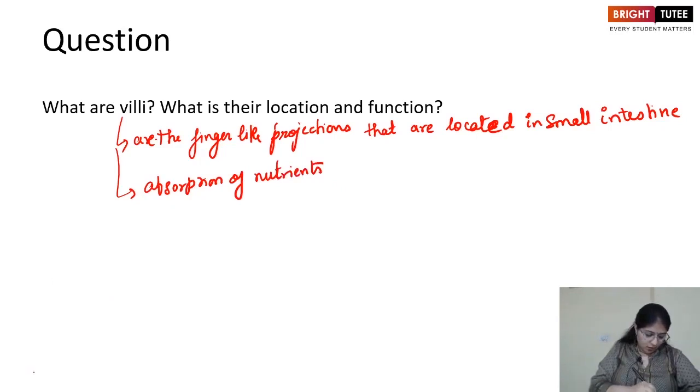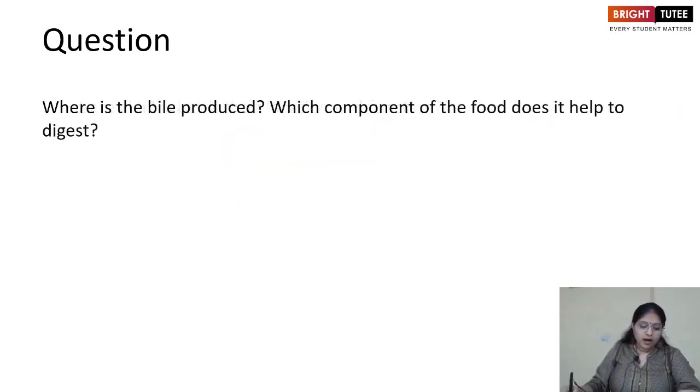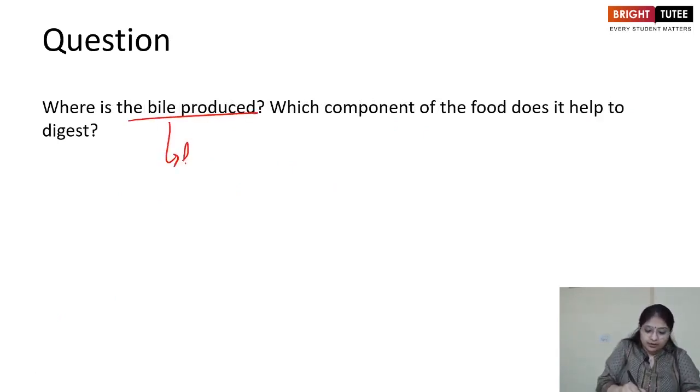Right, now moving ahead, where is the bile produced? Which component of the food does it help to digest? So bile is produced in the liver, and it helps to digest fat.